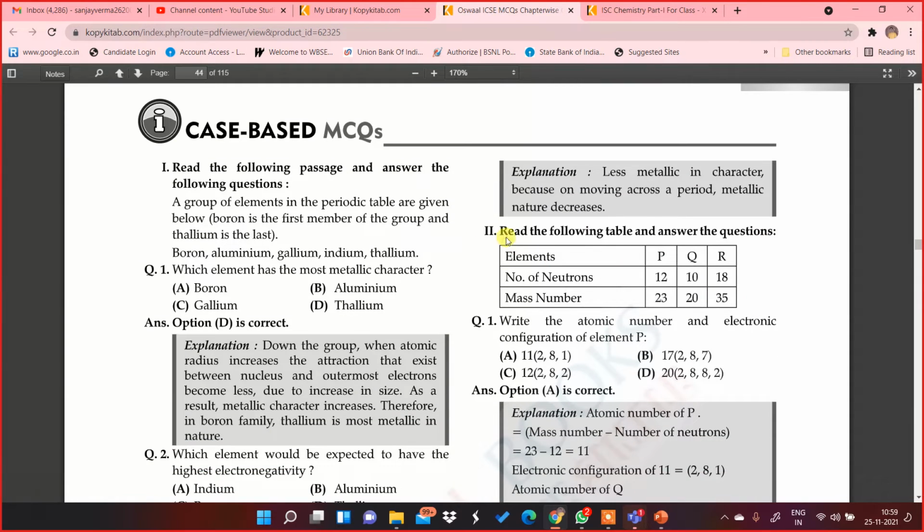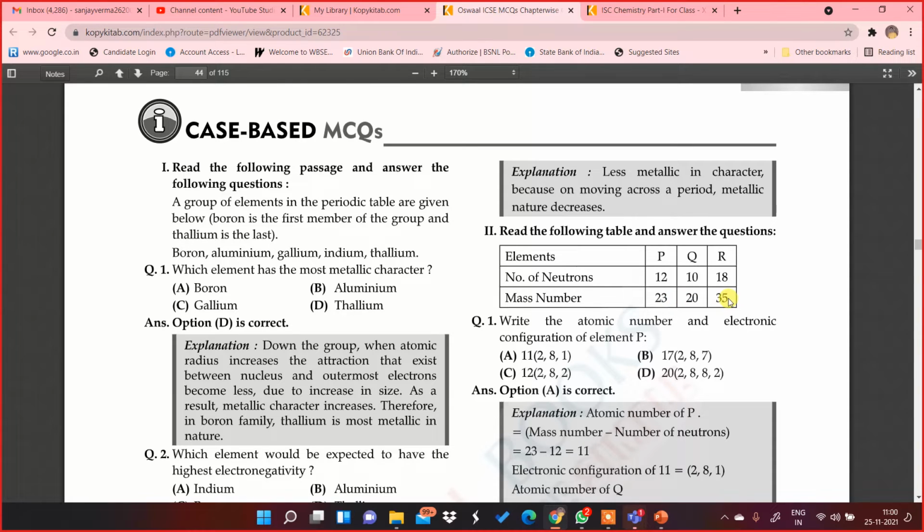Then we have the next type of question. Read the following table and answer the questions. Elements P, Q, R are given. Number of neutrons is given as 12, 10, 18. Mass number is given as 23, 20, and 35. Number of neutrons means what? Number of neutrons inside. So you can get the number of electrons and protons, no? So 23 minus 12 gives how much? 23 minus 12 is 11. So the number of electrons and protons is 11. Over here, the number of electrons and protons is 10. Over here, it is 17. So here it is 11, 10, 17.